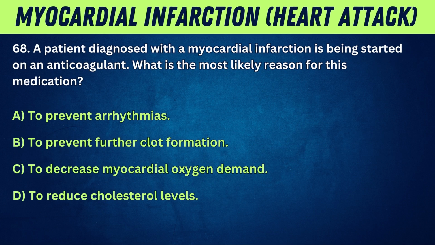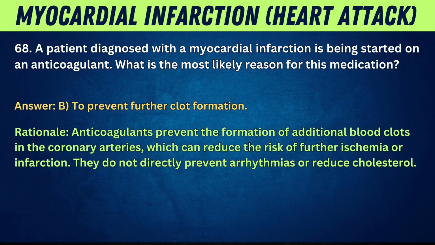68. A patient diagnosed with a myocardial infarction is being started on an anticoagulant. What is the most likely reason for this medication? A. To prevent arrhythmias. B. To prevent further clot formation. C. To decrease myocardial oxygen demand. D. To reduce cholesterol levels. Answer: B. To prevent further clot formation. Rationale: anticoagulants prevent the formation of additional blood clots in the coronary arteries, which can reduce the risk of further ischemia or infarction. They do not directly prevent arrhythmias or reduce cholesterol.